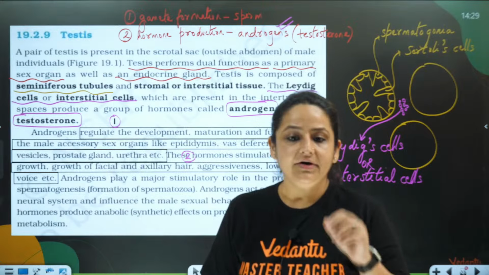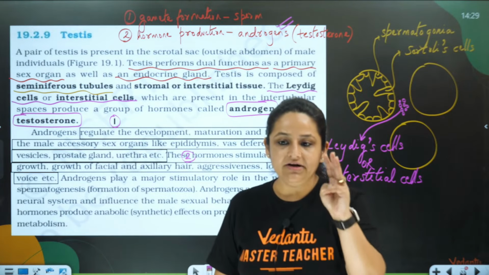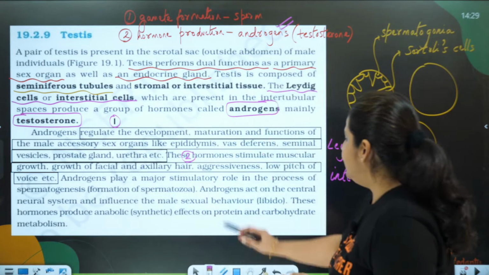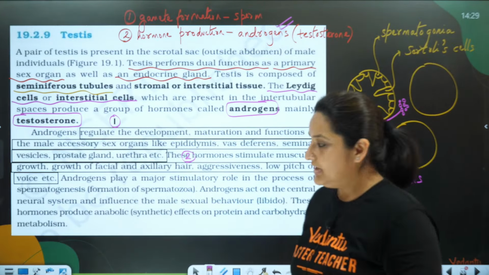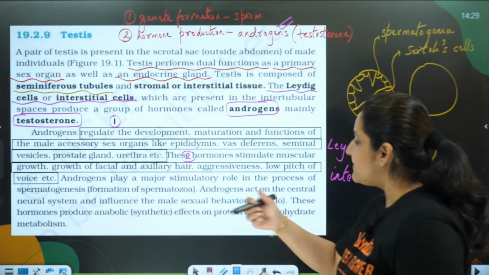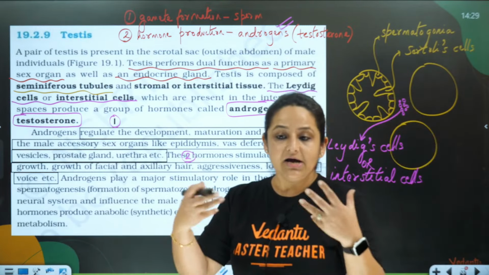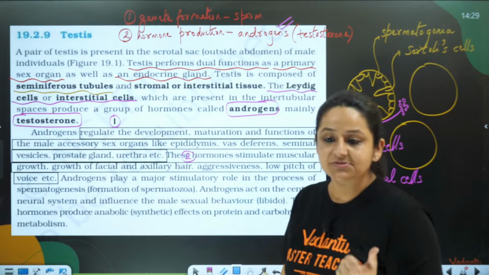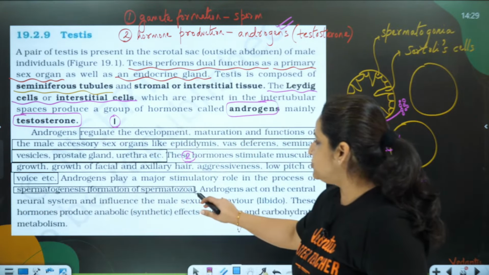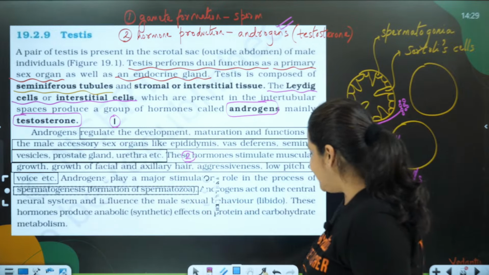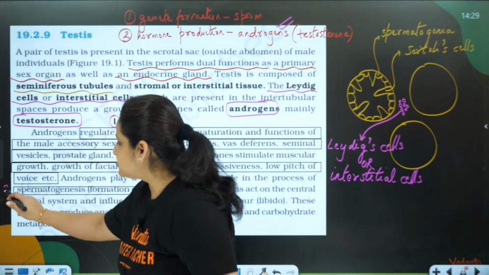Now, third functioning. Third is the major stimulatory role in the process of spermatogenesis. So they help in the stimulation of spermatogenesis also. What is spermatogenesis? The formation of sperms. So in the formation of sperms also they help. So this is function number 3.